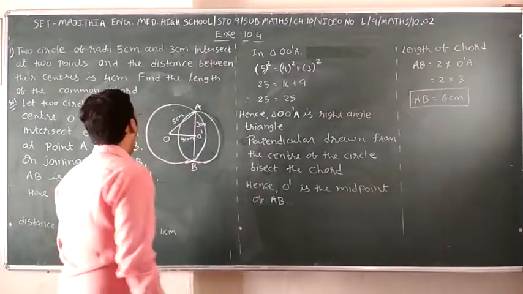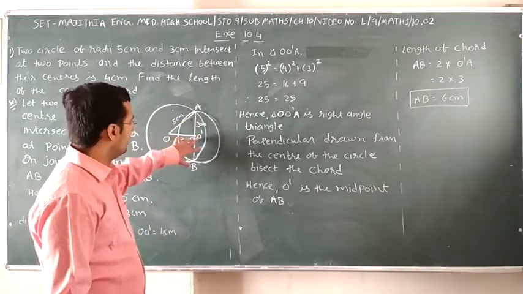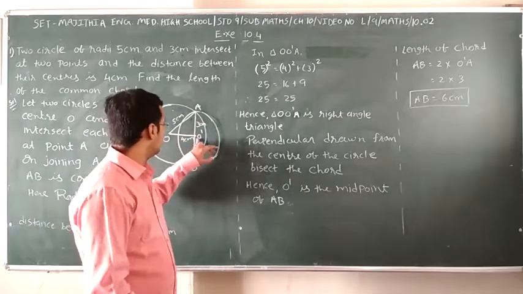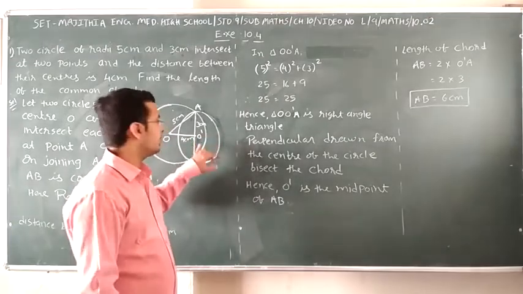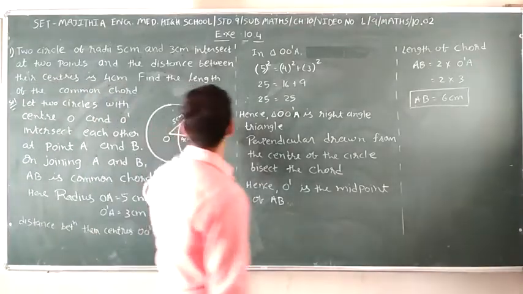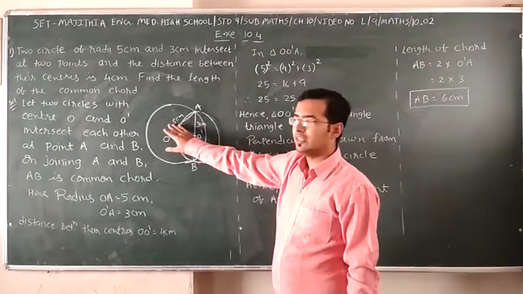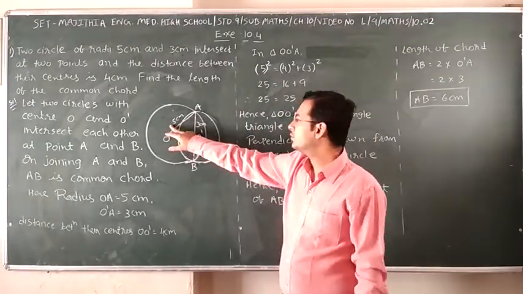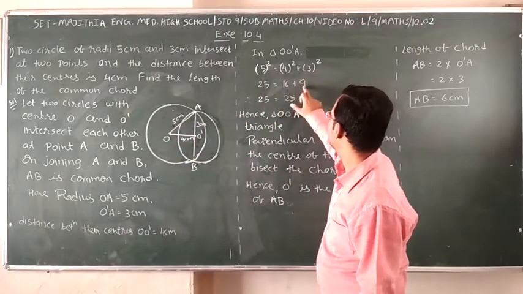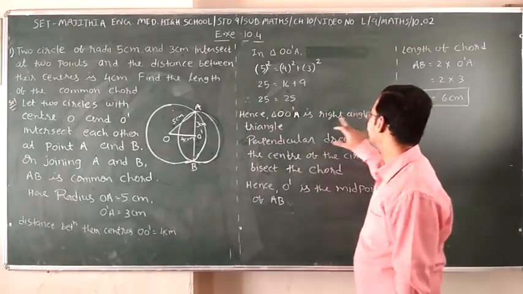Now we have to find this. Full AB: we have O dash A, but we don't have O dash B. But we know that it is also a radius, so it is also 3. So 3 plus 3 is 6. Right? Now we have to prove it first for triangle OO dash A. Using the Pythagoras theorem, is it true or not? So 5 square is equal to 4 square plus 3 square. 5 square is 25, 16 plus 9 is 25. Both are equal, so that is a right angle triangle.